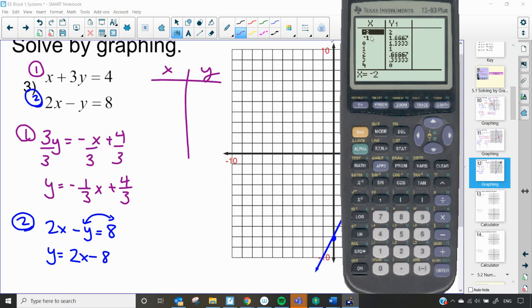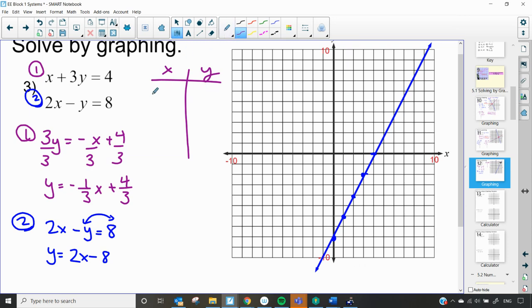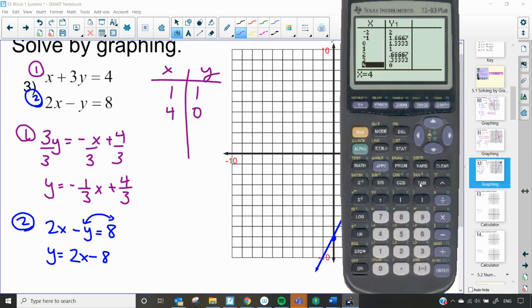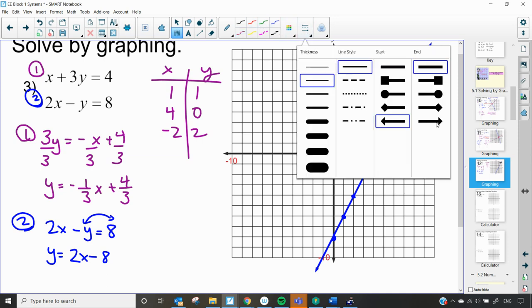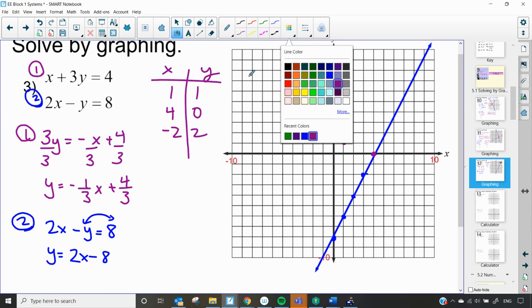And I'm only going to write down ones that give me nice numbers. So 1 and 1, 4 and 0. So those ones will work. If I look at some other ones there, I have negative 2 and 2, and so on. So I plot those points: 1 and 1, 1, 2, 3, 4 and 0, and negative 2 and positive 2. So from there I have enough information to graph my line.